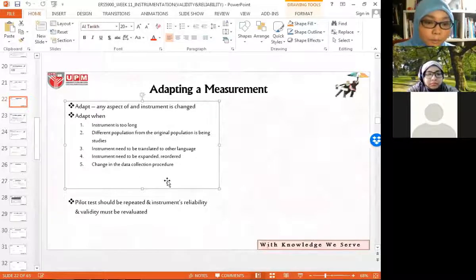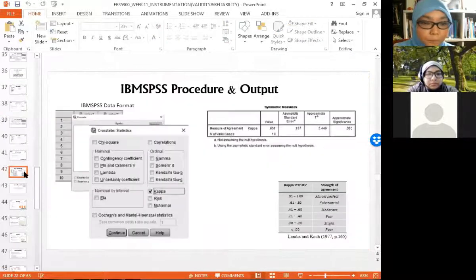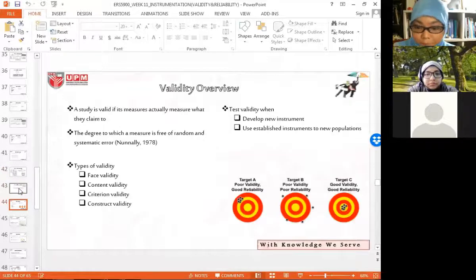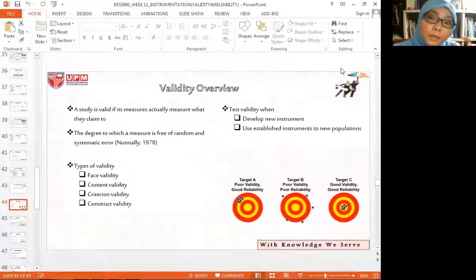Okay, so this one, I want to highlight validity. Last week we stopped at validity. Okay, so there are 4 types of validity. Again, validity is related to a study being considered valid if its measure actually measures what it claims to. Meaning the validity refers to the instrument measuring what you want to measure.